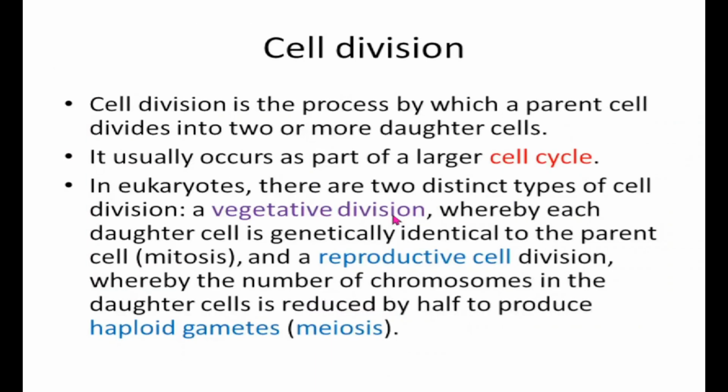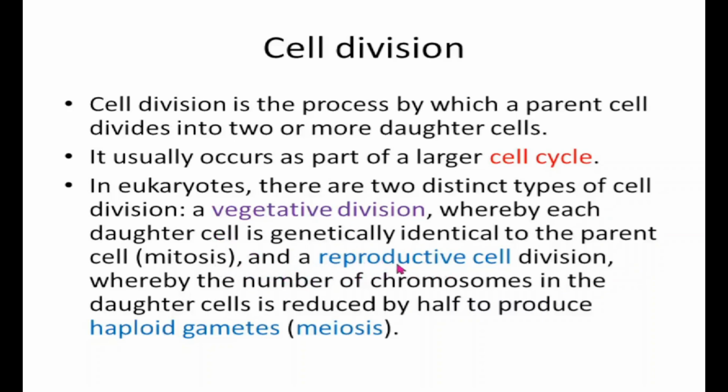DNA. Then cell division. DNA replication and cell division are in one group or category because in each and every cell division there should be DNA replication. Cell division is a process by which a parent cell divides into two or more daughter cells. It usually occurs as part of a larger cell cycle. In eukaryotes, there are two distinct types of cell division. Vegetative division, which we call mitosis, whereby each daughter cell is genetically identical to the parent cell.